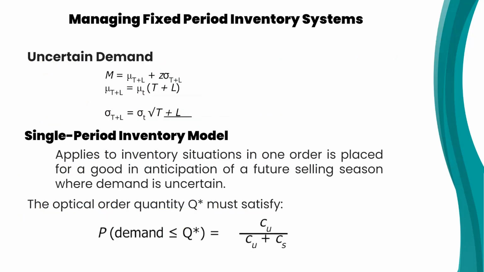And managing fixed period inventory system, uncertain demand. Single period inventory model applies to inventory situations in which one order is placed for goods in anticipation of a future selling season where demand is uncertain. The optimal order quantity Q must satisfy.